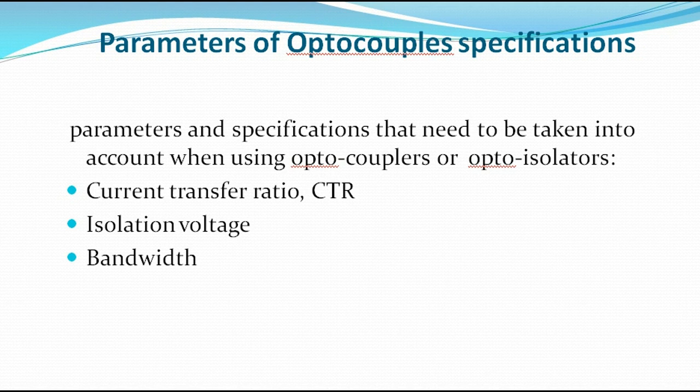Parameters of optocoupler specifications. Parameters and specifications that need to be taken into account when using optocouplers or opto-isolators are current transfer ratio, isolation voltage, and bandwidth. In this case, we are going to discuss all these things in detail. Let's proceed.